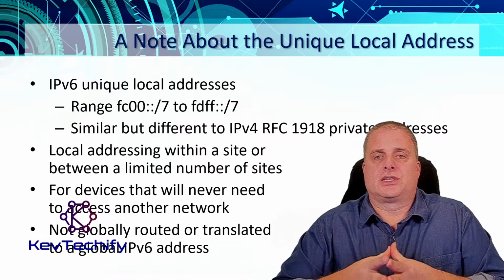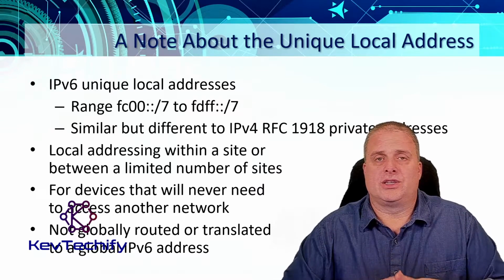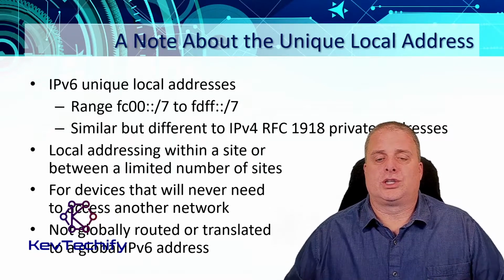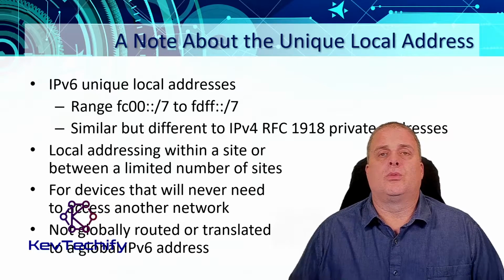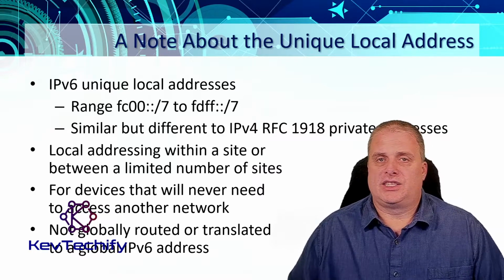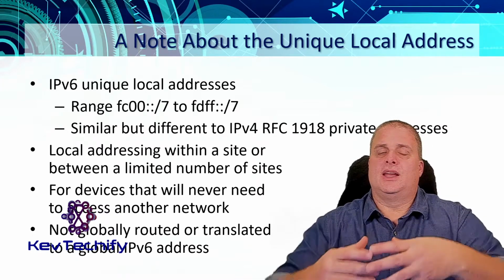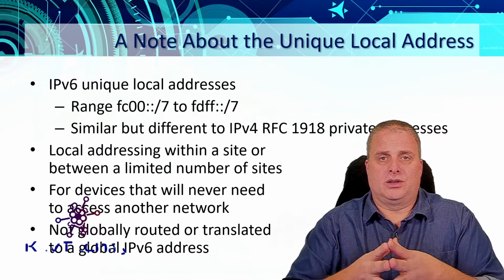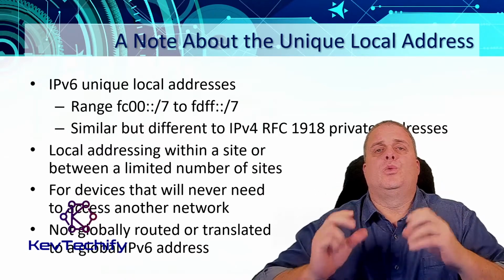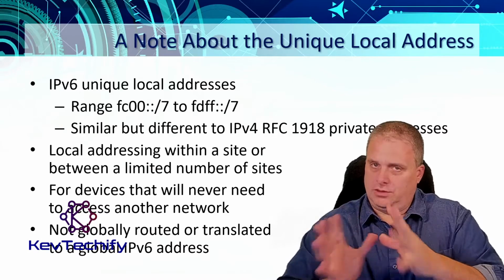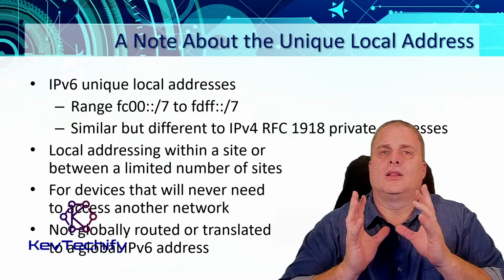IP version 6 unique local addresses also are not routed or translated to a global IP version 6 address. They stay local. If they happen to hit an internet router or device on the internet, that device will drop, delete, that local address.